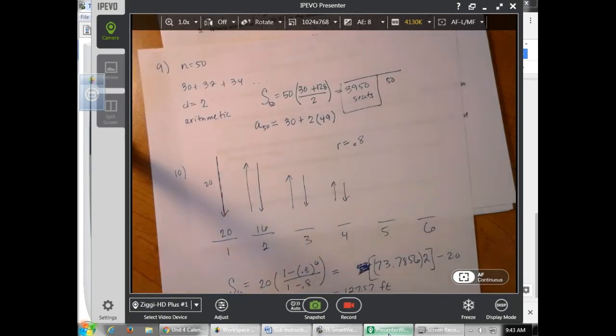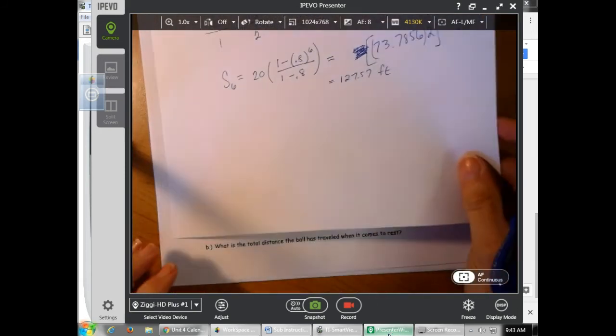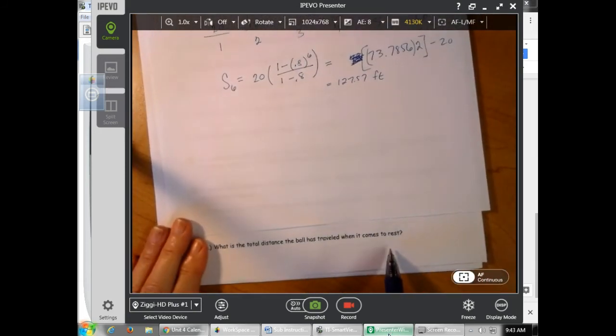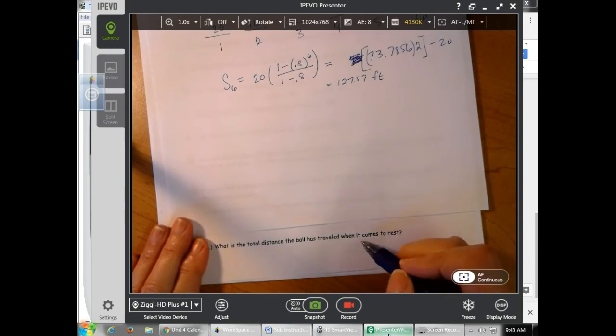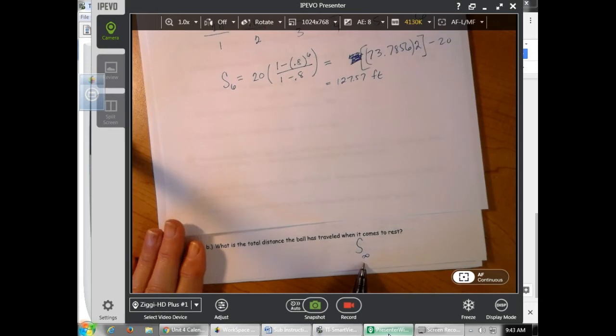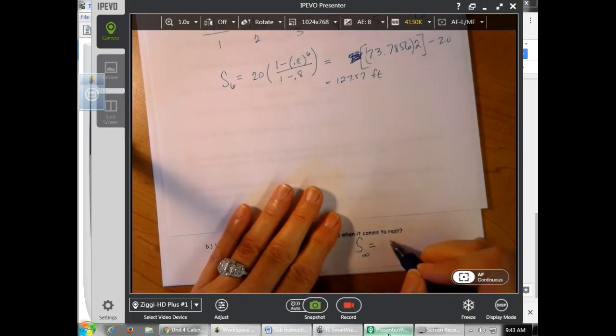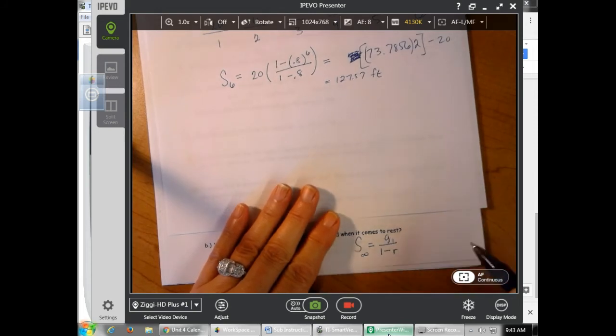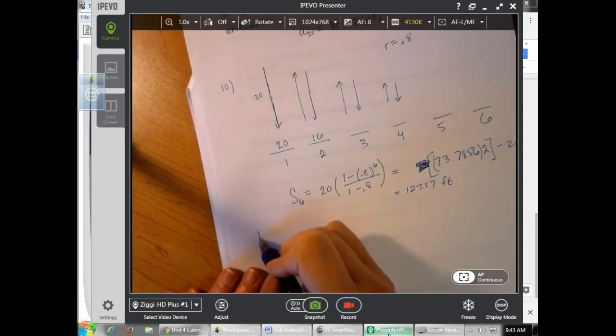The second part is going to be, what is the total distance the ball has traveled when it comes to rest? So this is actually summing through an infinite. Sometimes the infinity symbol is there and sometimes it isn't. But we're going to be using the formula, which is g sub 1 over 1 minus r. So this is actually one of the easier formulas to use.